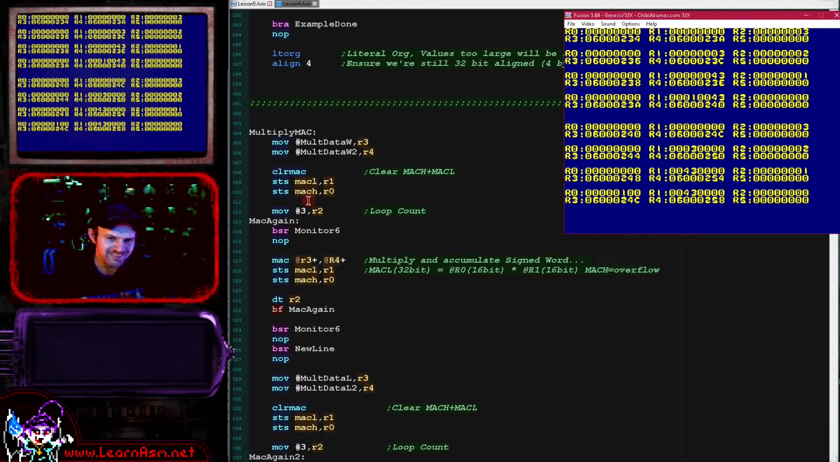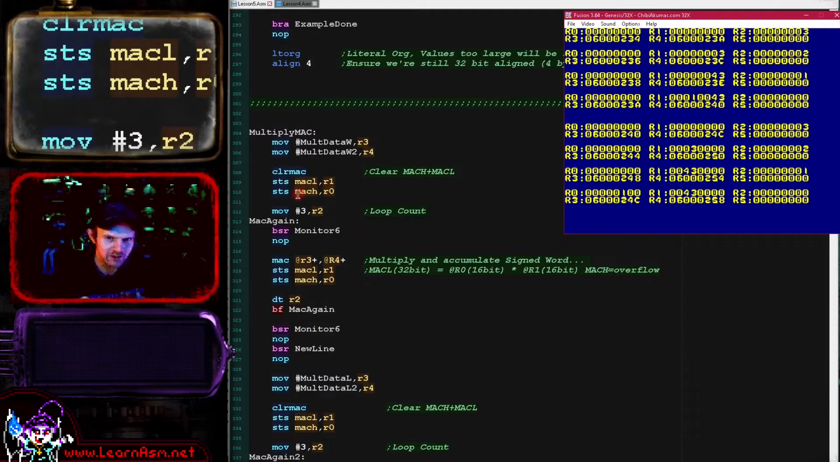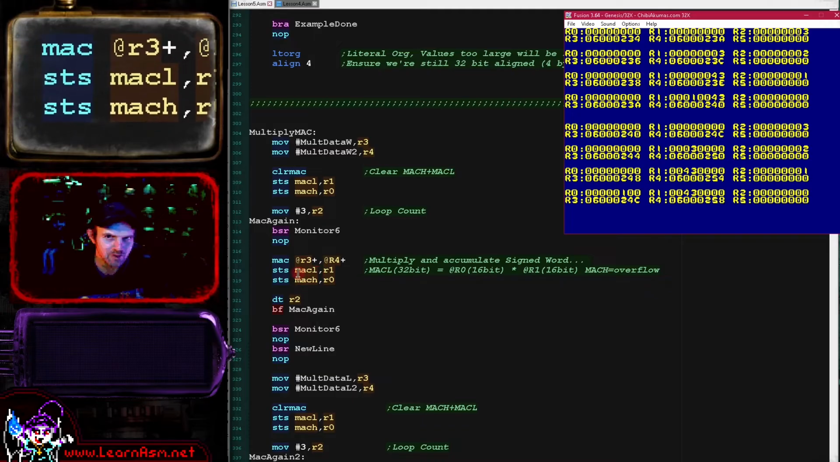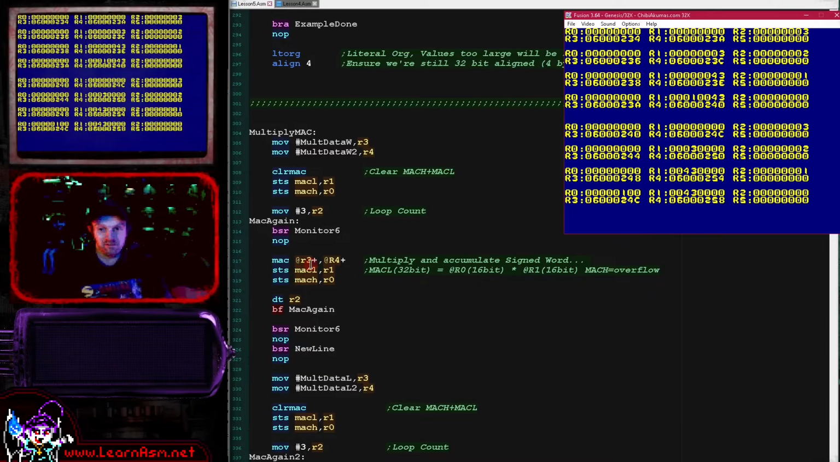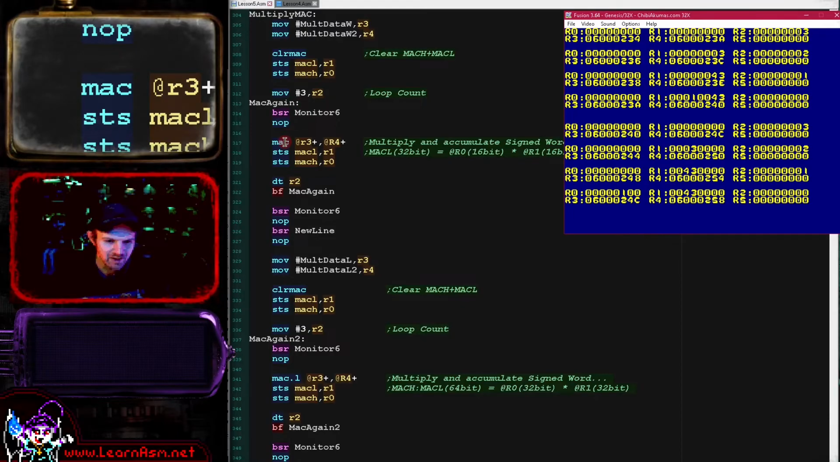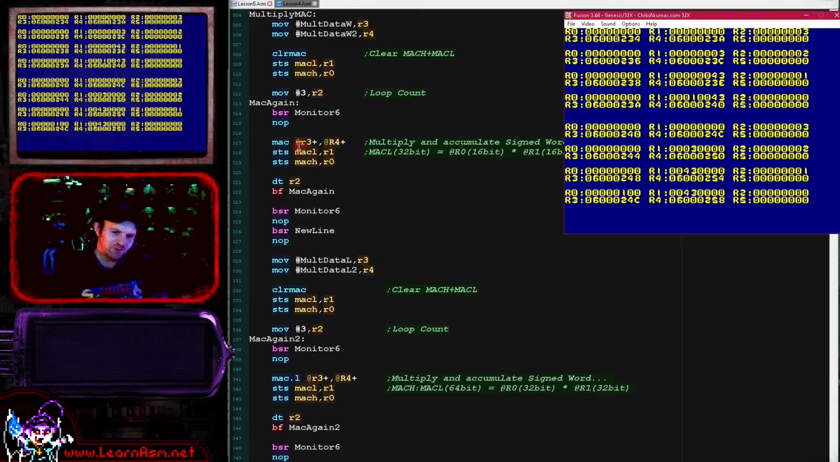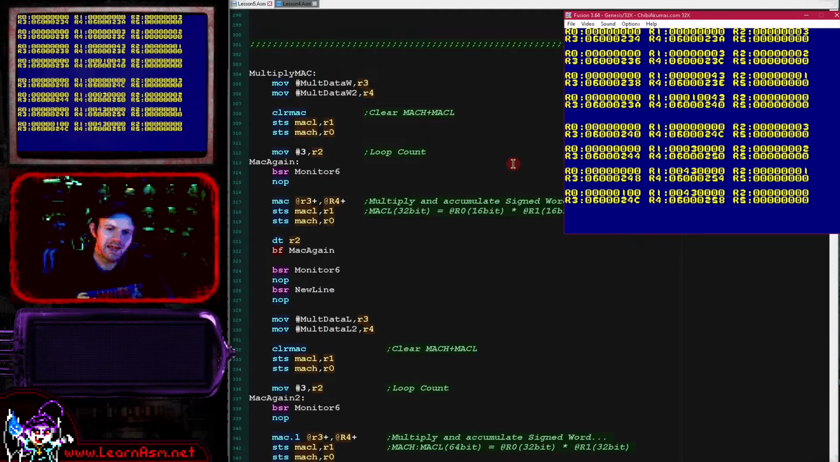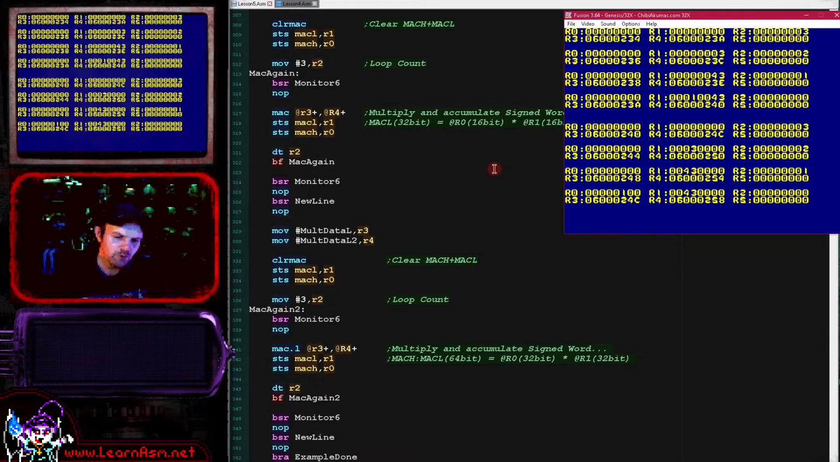Of course, we're only seeing those in R0 and R1 because we're repeatedly performing these move commands. If we didn't do that, the values would just be building up fine in MacH and MacL. I'm only transferring them after each iteration of this loop to show what's actually happening. So that is Mac. That was working with two 16-bit values and storing a result that is sort of 64-bit. A carry will be added to MacH, but it's not a true 64-bit command.